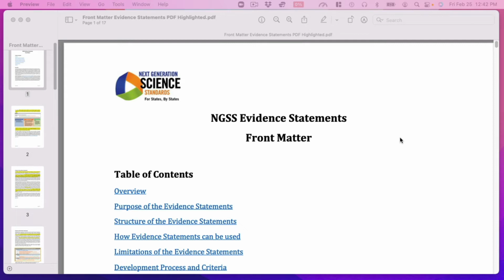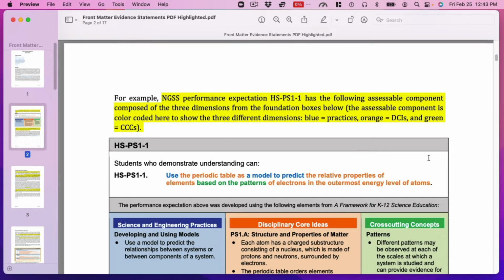Let's dive into the evidence statements front matter. This will give us an idea of how they were developed, how to use them, and especially how not to use them. I'm going to jump right to page 2.